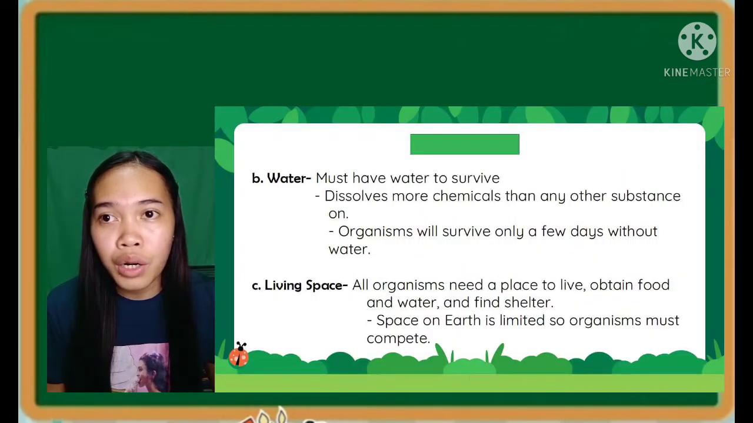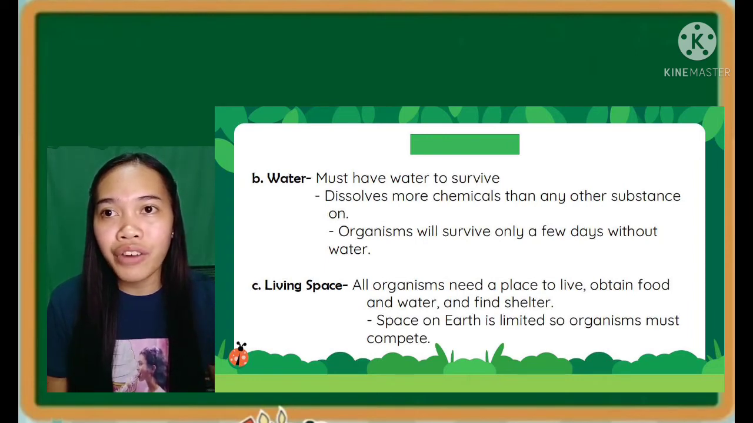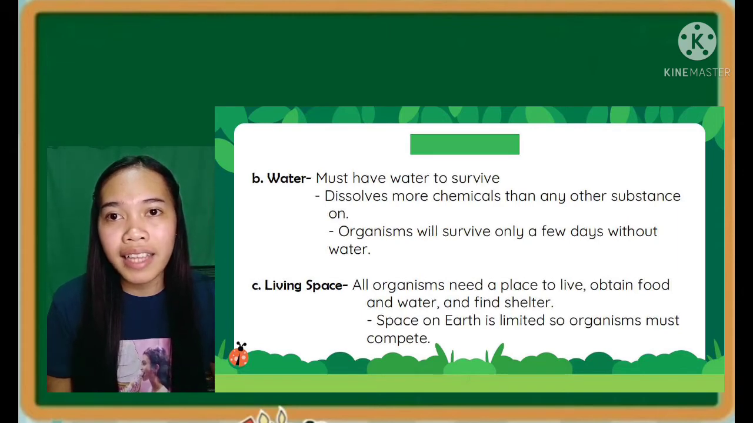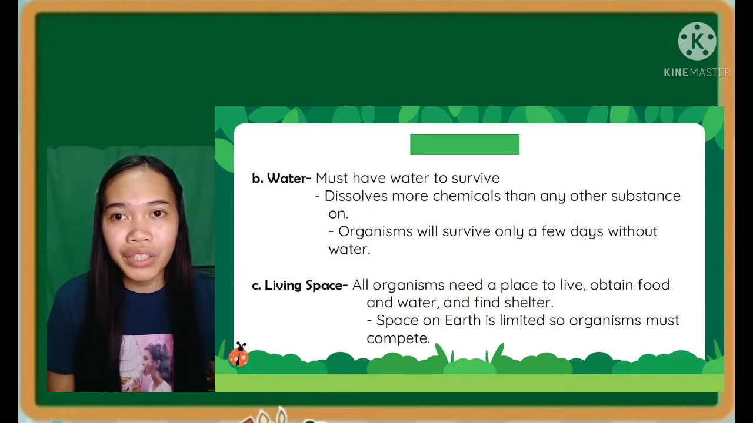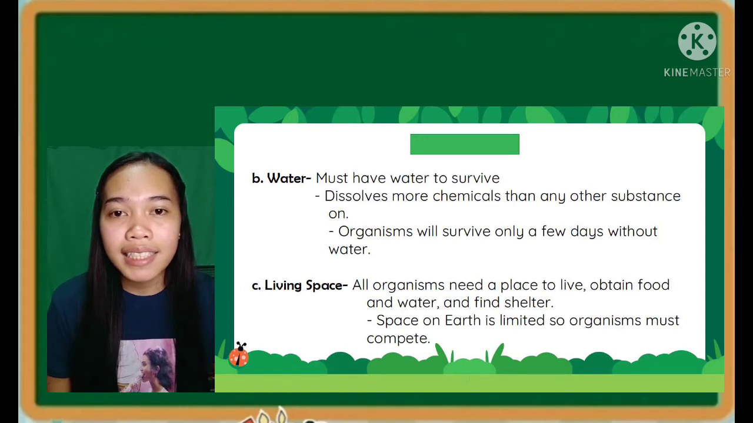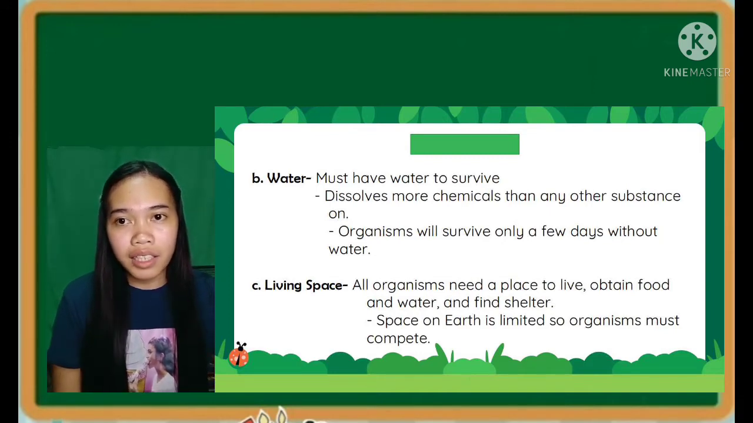Next, water. We must have water to survive. Water is also a living environment for many plants and animals. It dissolves more chemicals than any other substance on Earth. Organisms will survive only a few days without water. Next, living space. All organisms need a place to live, obtain food and water, and find shelter. Space on Earth is limited, so organisms must compete.